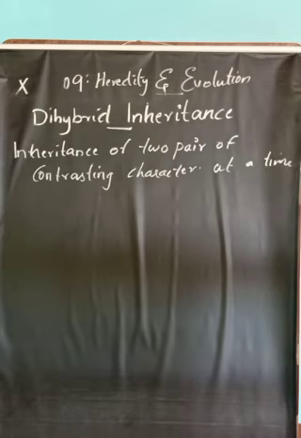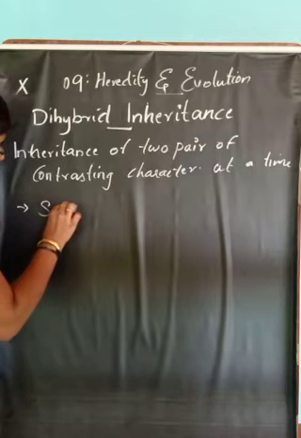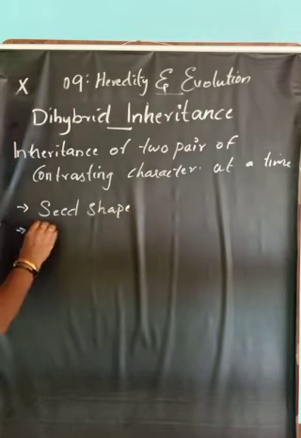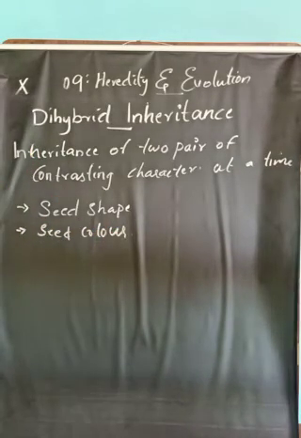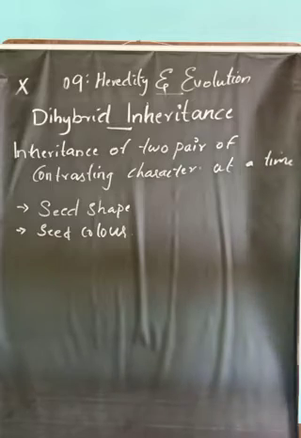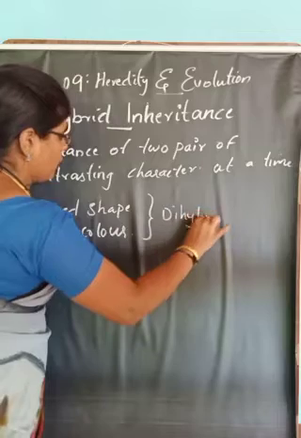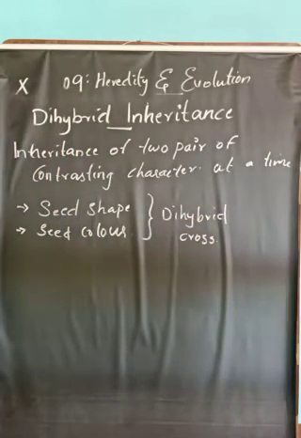So what are the two characters Mendel selected? For monohybrid inheritance Mendel selected the character height. For dihybrid inheritance Mendel selected the characters seed shape and seed color. Seed shape and seed color are the two characters selected by Mendel for the dihybrid cross.